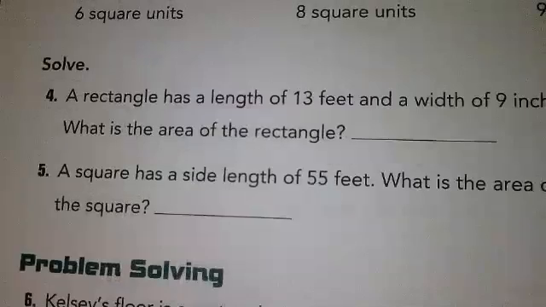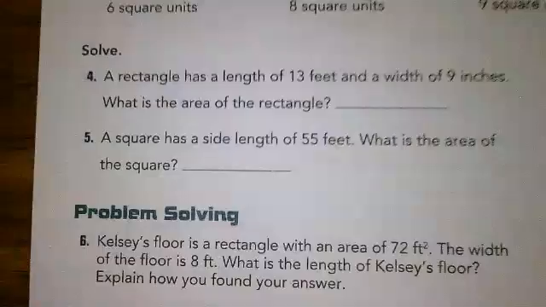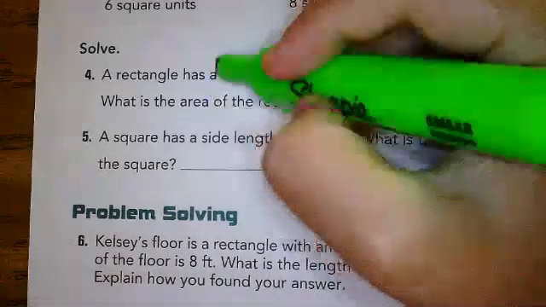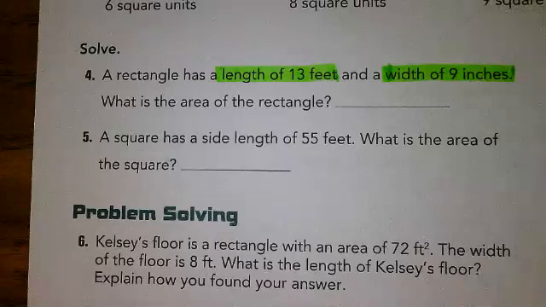Number 4, it's giving you the information you need to find the area. It's just giving it to you with words. But it tells you a rectangle has a length of 13 feet and a width of 9 inches, and it wants to know the area. What do you think you should do with those two numbers?